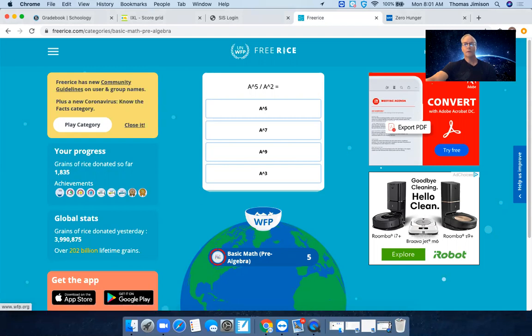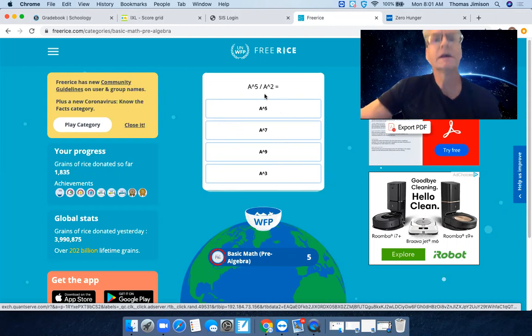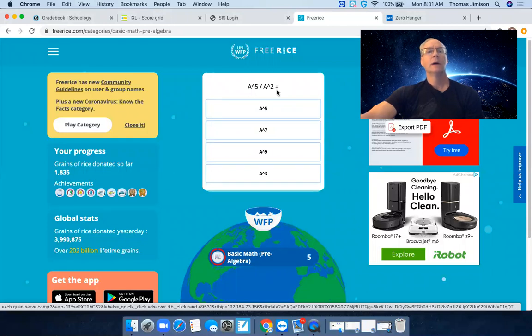So this is the main screen. Usually it'll come up with vocabulary. I happen to have chosen some math problems. This says a to the fifth power. When you see that little up arrow key, it means to the power of. So this says take a to the fifth and divide it by a to the second power. For those of you who know, you cancel two of these a's with two of these that are being divided, and you get a to the third power. You don't divide the actual exponents, you subtract them.